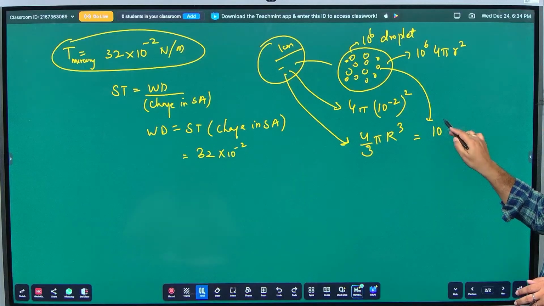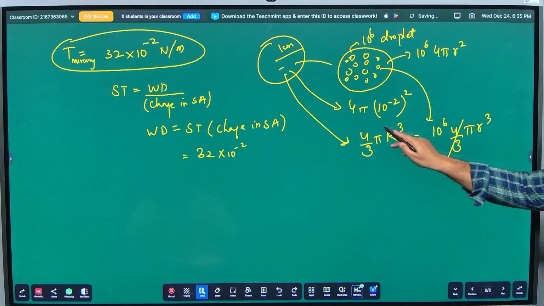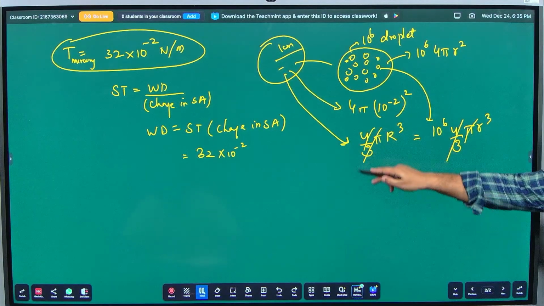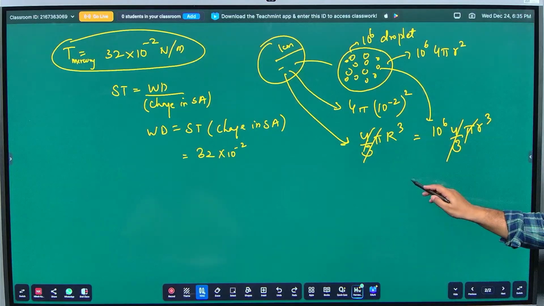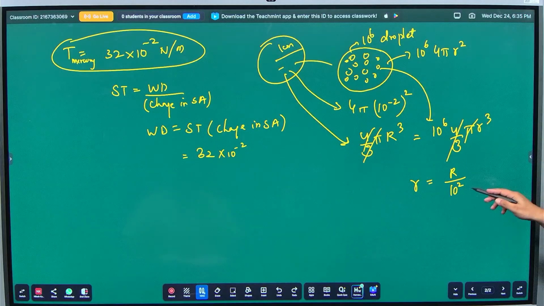10 to the power 6 times 4 by 3 pi r cube. Do you agree with me? So 4 by 3 pi gets cancelled, isn't it? Then I want to find r cube. So r will become the cube root of this, and the cube root of 10 to the power 6 becomes 10 to the power 2, if I am right. Am I right? How it came, you understood, no? I said put cube root down here. Understood, no? So r is 1 centimeter or 10 to the power minus 2 meter.